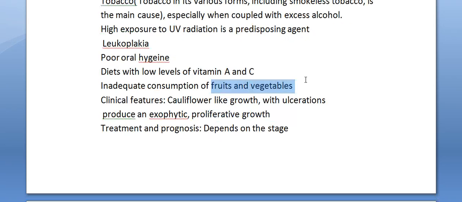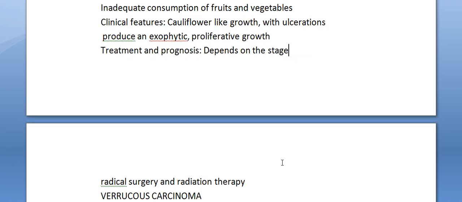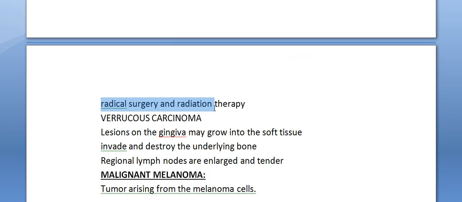resulting in squamous cell carcinoma. Clinical feature: a classical cauliflower-like growth will be there. This cauliflower will bleed and ulcerate in the center, producing an exophytic proliferative growth. Treatment depends on the stage, mainly surgical excision, also radiation therapy. How much surgery has to be done and how much radiotherapy has to be given depends on the stage. So radical surgery and radiation therapy.